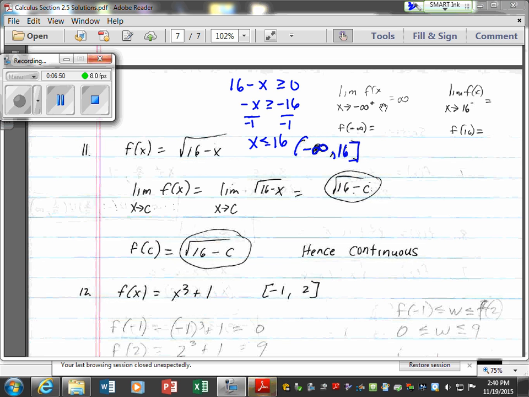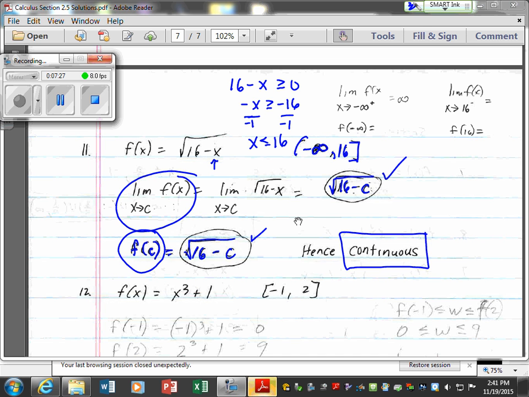The other thing, the limit of f of x as x approaches c. So put a c everywhere there's an x. We want to put a c right here. Well, that just leaves us with this: the square root of 16 minus c. The other part of our definition of continuity is to evaluate f at c. So this says go to the original function and where there is an x, plug in a c. So that would give us, okay, when the limit of f of x as x approaches c, which is this, is equal to f evaluated at c, which is this, then you know it is continuous by definition.